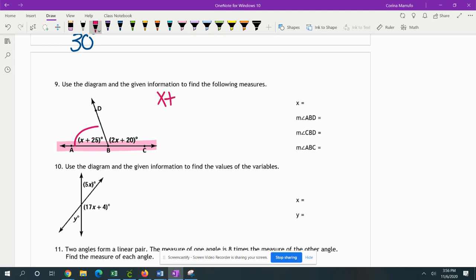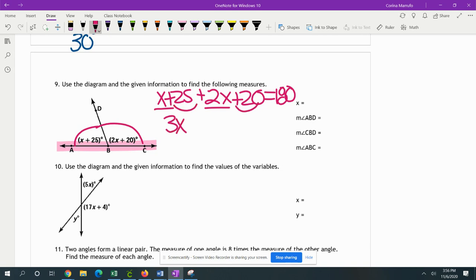So the x plus 25, we add it to the 2x plus 20. And we set it equal to 180. They should add up to 180. So we take the x and the 2x together. That gives us 3x. We have 25 and 20. Together, that's 45 is equal to 180. Then we move over the 45, minus 45 minus 45, and we get 3x equals 180 minus 45, which gives us 135.